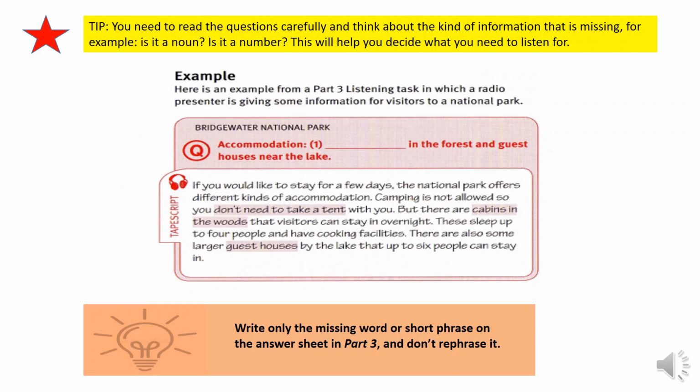So now after reading the question paper, you know that you are listening for a noun, right? To describe a type of accommodation. You don't need to take a tent with you, right? So obviously, you will not write down tent and guest houses because they are already mentioned, right? So the correct answer that is left, and that could be a noun, is only the cabin.